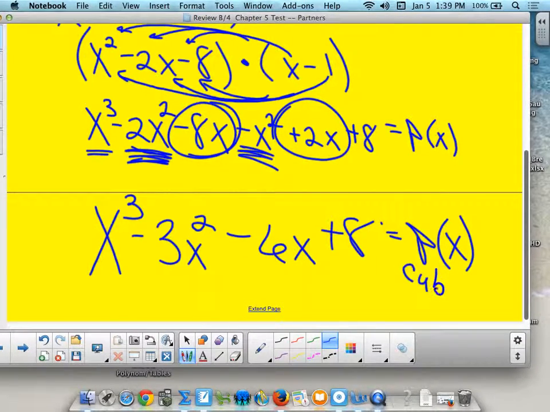Guys, they told you right away, find a cubic polynomial. Do you have a cubic polynomial? Yeah, it's right here. It's got a 3. We're good. Yes, you did. Good. Move on.